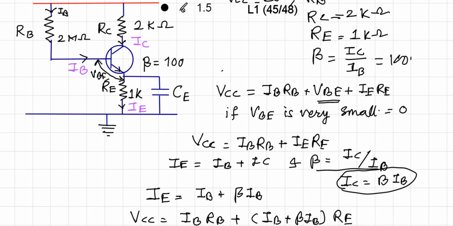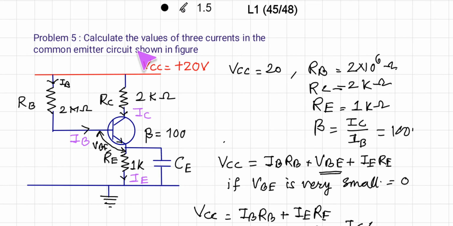So note down that the problem is to calculate the values of the three currents, that is IE, IB and IC. We know the relation that IE is equal to IB plus IC, and simply by using Kirchhoff's law on the base circuit we got this relation, and from this we can find out IE, IB and IC.